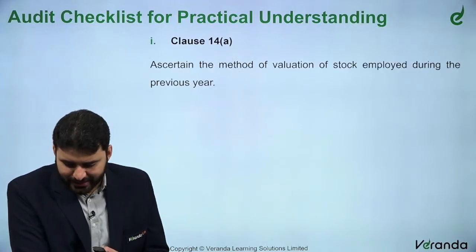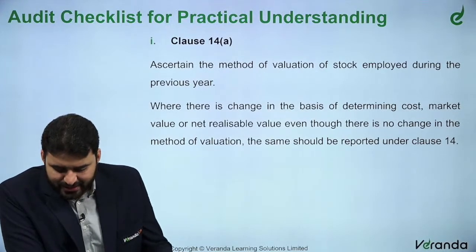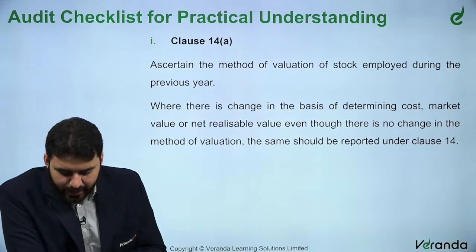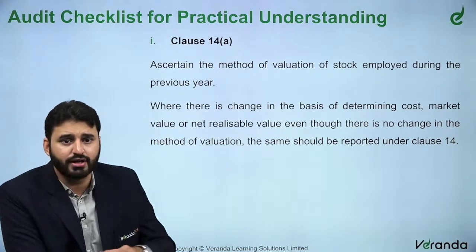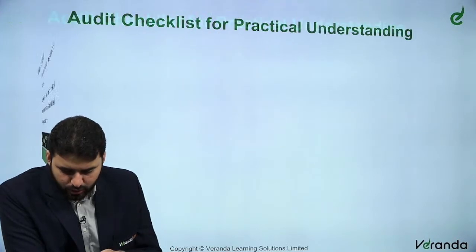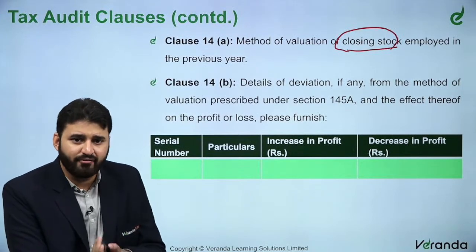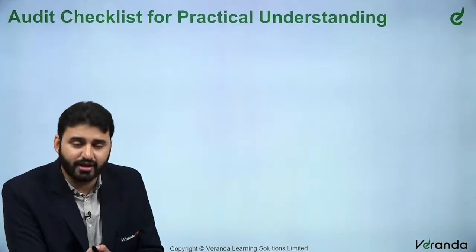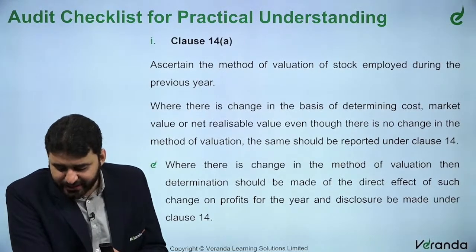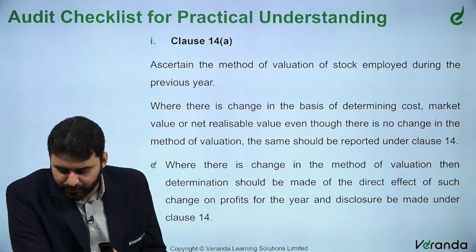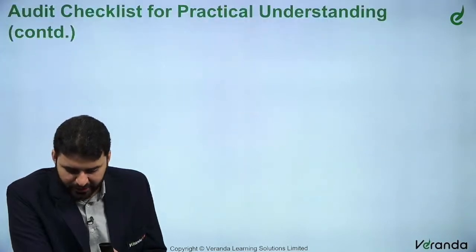Clause 14, ascertain the method of valuation of stock employed during the year. Now this is an explanation: whether there is a change in the basis of determining cost, market value or net realizable value. Even though there is no change in the method of valuation, the same should be reported under clause 14. So if you go to clause 14A, method of valuation of closing stock employed, you just have to mention what the method is. Even if there is no change, still you have to report this. Where there is a change in the method of valuation, the direct effect of such change on the profits for the year should be determined, and disclosure should be made under clause 14.